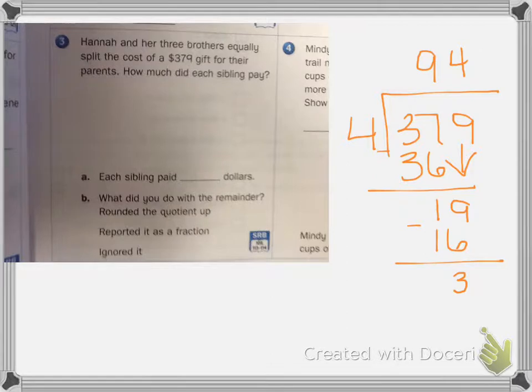So we're going to split that $3 again into 4 people. So our remainder is 3/4. So each sibling paid 94 and 3/4 of a dollar. What did we do with the remainder? We reported it as a fraction because, again, you can't not pay the people the extra $3, so you have to split that $3 by the 4 people paying for it.